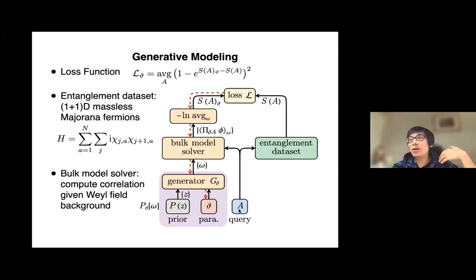On the other hand, if you have a region A, one can also go to the data set. The entanglement data set is something that we prepare separately, which contains the actual entanglement entropy of every region A. So for every query A, we calculate the model prediction and compare with the data by the loss function. The loss function goes to 0 if the model matches the data. By minimizing this loss function, we can backpropagate the gradient all the way to the model parameters. In this way, we can train our generative model. The entanglement data is collected from 1+1 dimensional massless Majorana fermions, which is a 1+1 dimensional CFT, which you can solve on the lattice very efficiently. So that's the general setup.